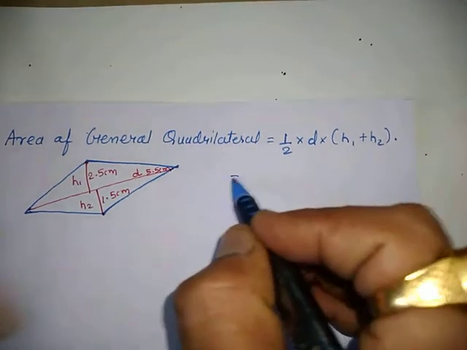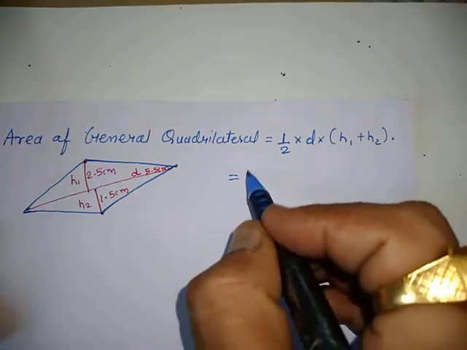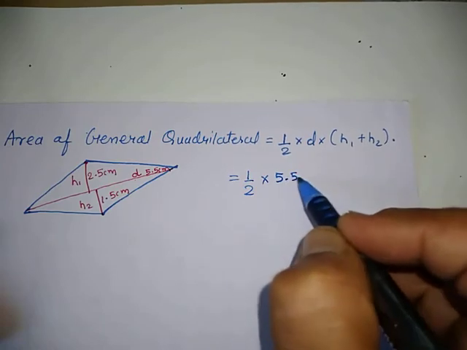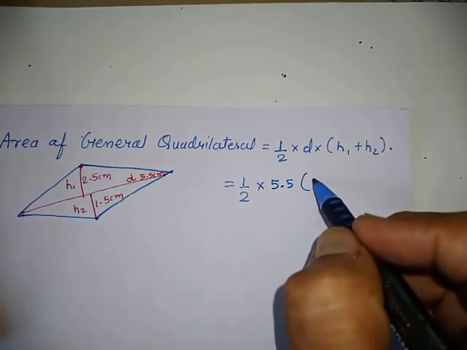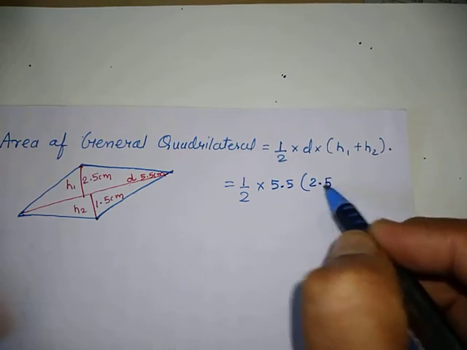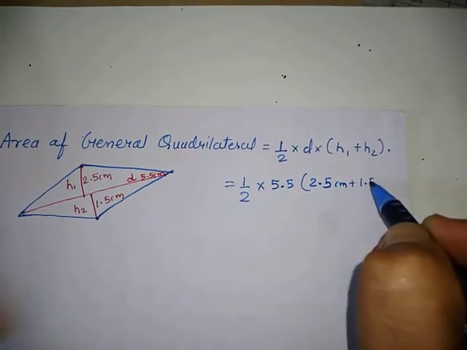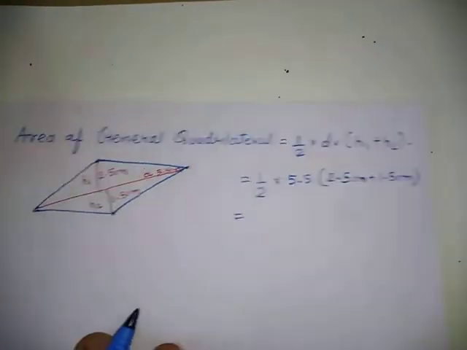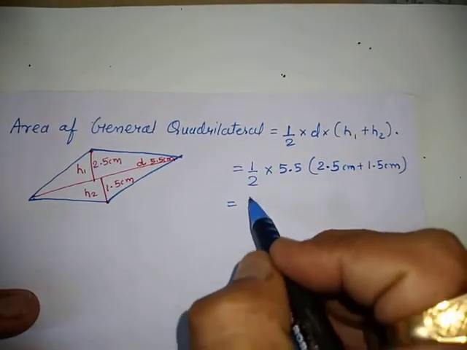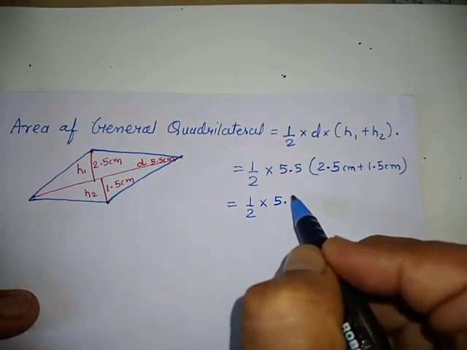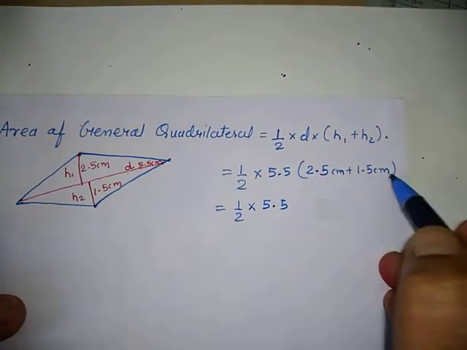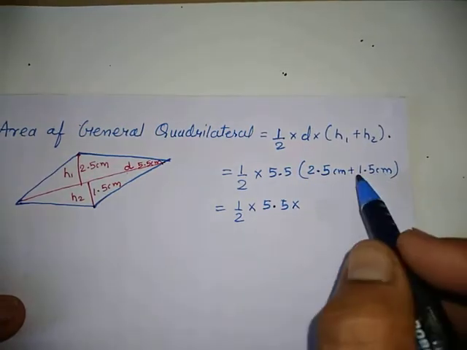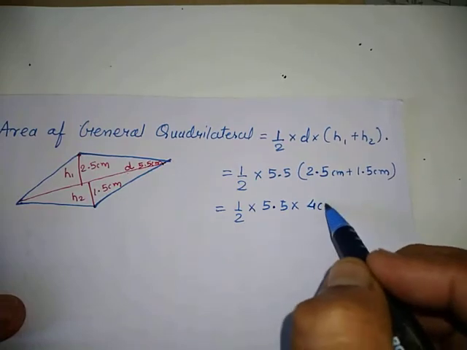So using the measurements given to us, that is half multiplied by d, the diagonal, 5.5 multiplied by h1, 2.5 centimeter plus 1.5 centimeter. Clear, friends? If we first resolve this bracket, there is no sign, which means multiplication. So if we add this, it will be 4 centimeter.